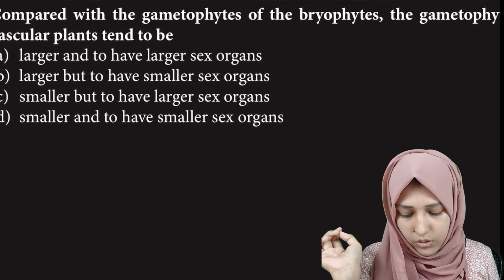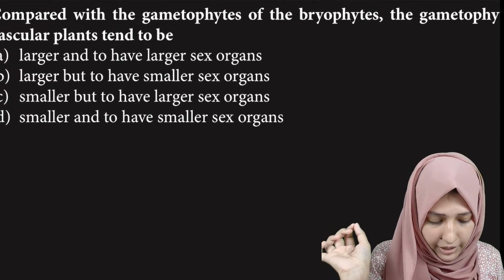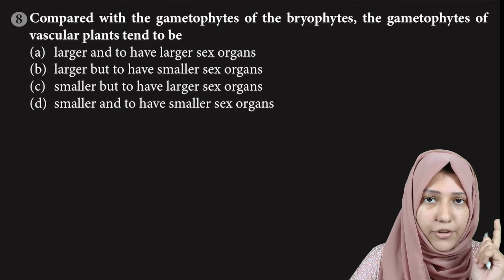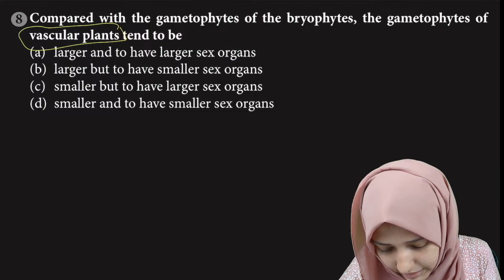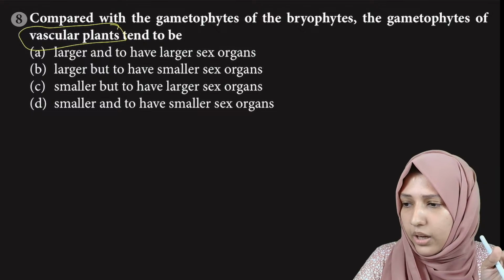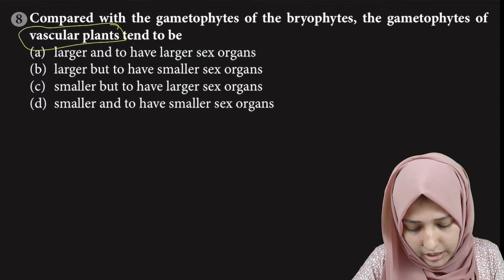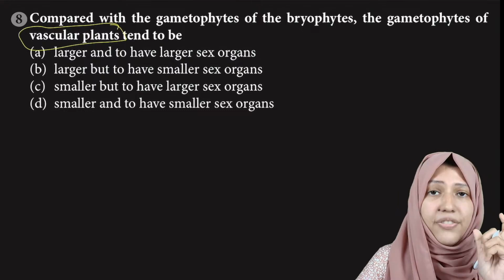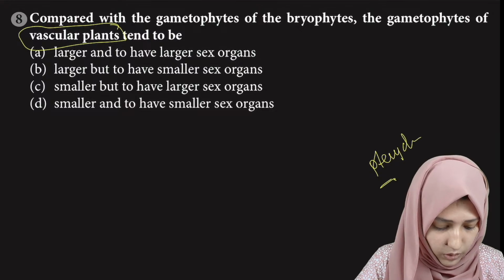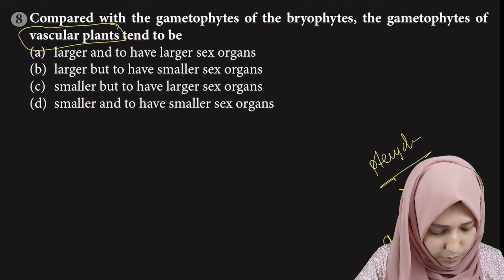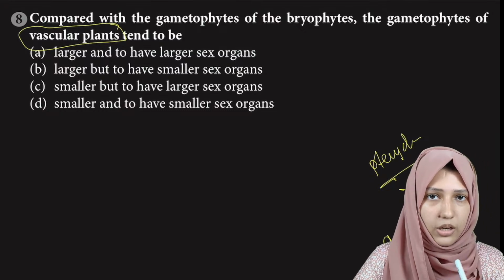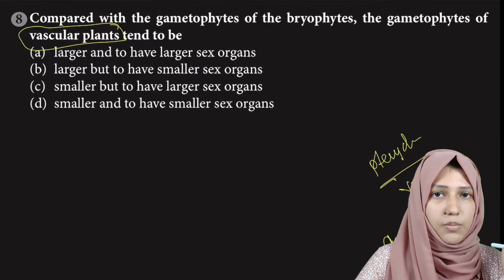Okay, now coming into the next question. Compared with the gametophytes of the bryophytes, the gametophytes of vascular plants. Now this is again a confusing statement. See, what is vascular plants? If you haven't read NCERT clearly, you will be confused with that. Here by vascular plants they have said the Pteridophytes. Pteridophytes are vascular plants, and Gymnosperm is also vascular, because from the Pteridophytes everything is vascular. So Gymnosperm is also vascular, Angiosperm is also vascular.